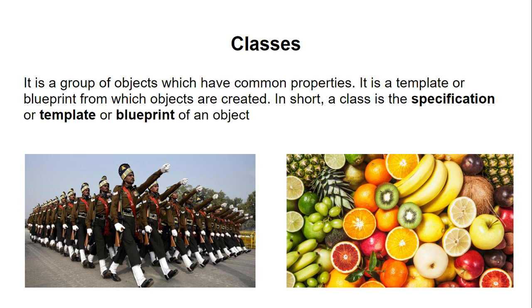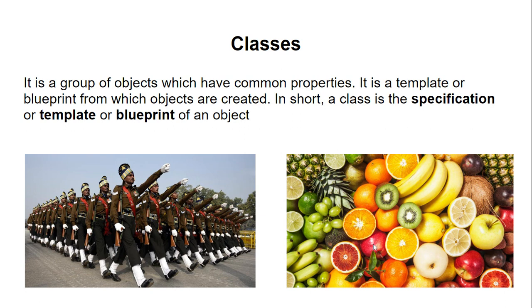The first example is a group of army people. Here army can be a class, and one person, Jitinder Singh, Captain Batra, can be an object. In the army there are some functionalities, some attributes, some common properties that every candidate has. That's why we are referring to army as a class.